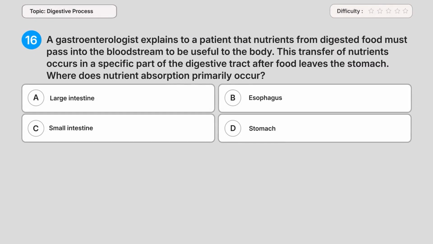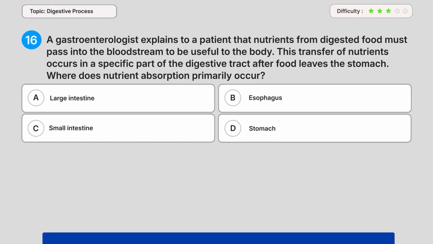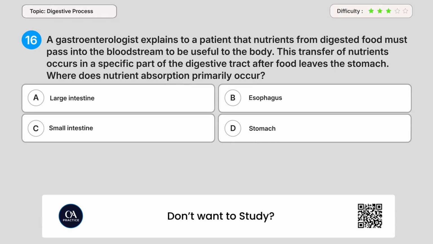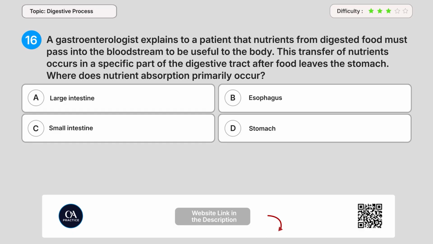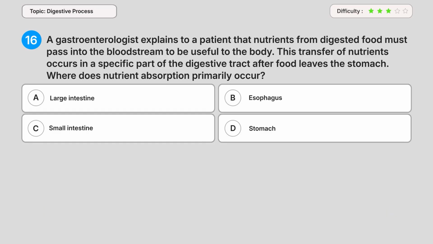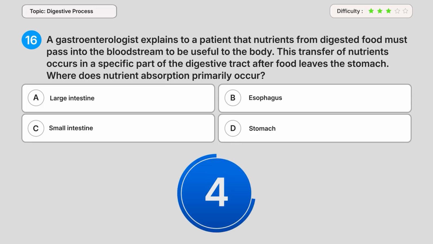16. A gastroenterologist explains to a patient that nutrients from digested food must pass into the bloodstream to be useful to the body. This transfer of nutrients occurs in a specific part of the digestive tract after food leaves the stomach. Where does nutrient absorption primarily occur? A. Large intestine. B. Esophagus. C. Small intestine. D. Stomach. Do you know the answer?